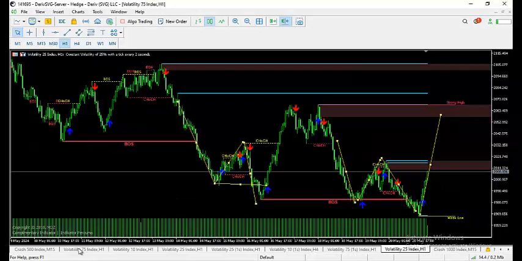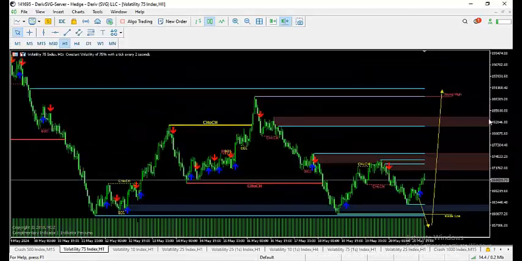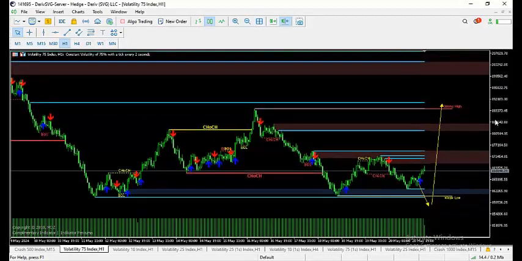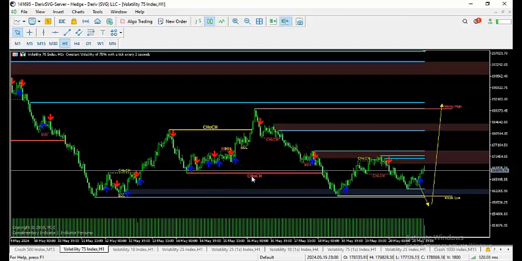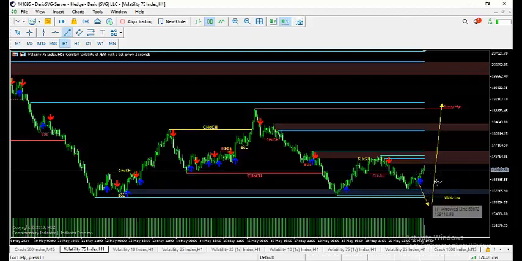see other pairs. This is volatility 25. You can see what we are also expecting on volatility 25. The same thing, but over here we have a change of character. After a change of character, we are expecting this low over here to be taken out. So we are still expecting price to drop down here, and we have a signal that will take us to this strong high over here. So this is how we use this system very, very effectively.